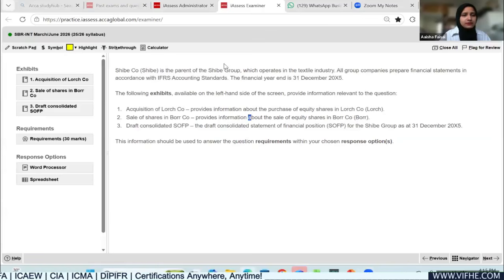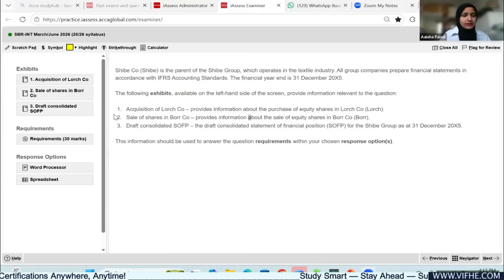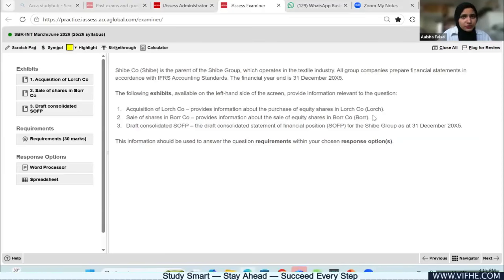Okay, because I myself am not in all the global groups. Anyway, so we will proceed. I'll read the background requirement and we'll cater the exhibits one by one. I was just trying to tell you that we catered change in group structure scenarios yesterday. This question also has a change in group structure.